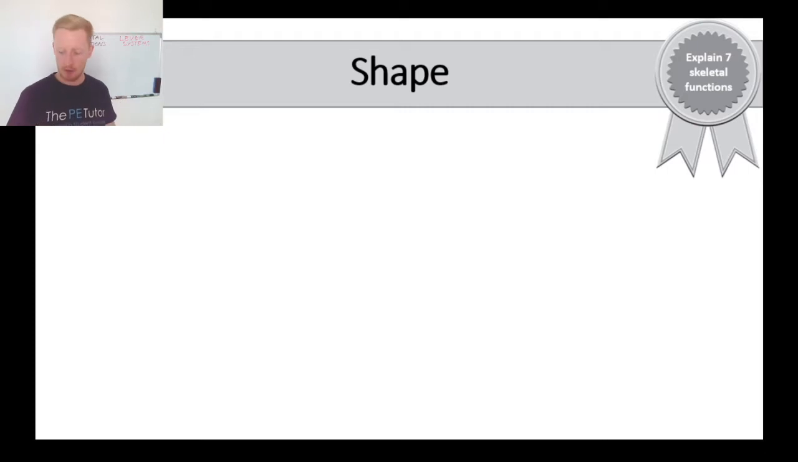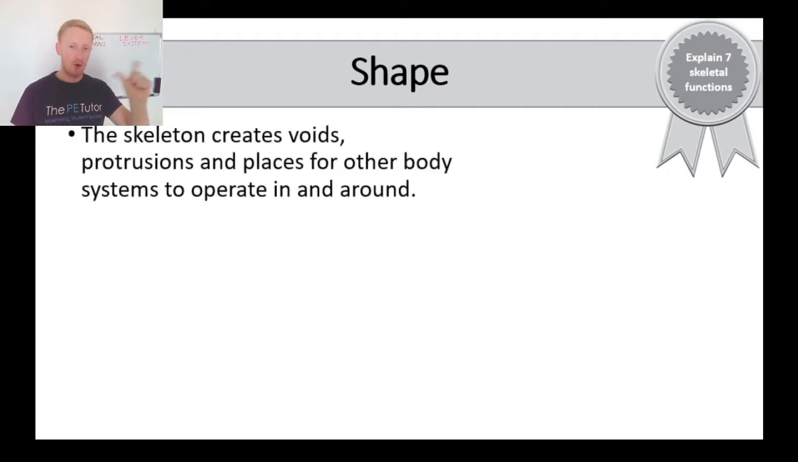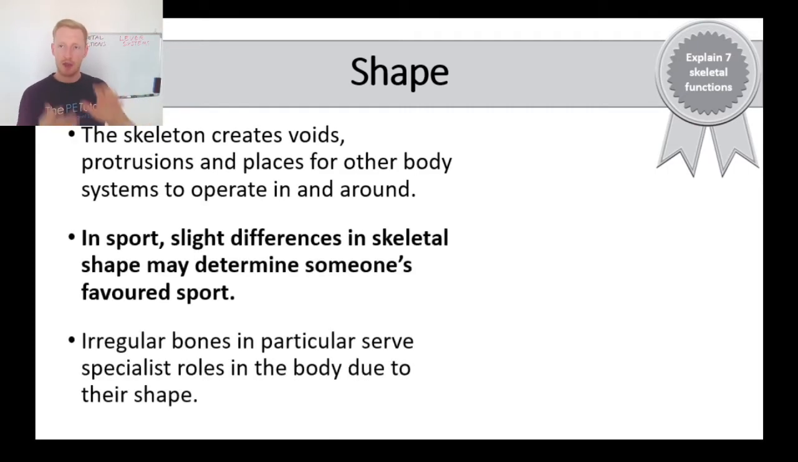Shape almost echoes what I was saying at the start with that spot the difference with the skeletons. Yes, we've all got the same seven purposes: MAPPSSS, movement, attachment, protection, production, storage, support, shape. Yes, we've got those all the same, but shape could be a little bit different.